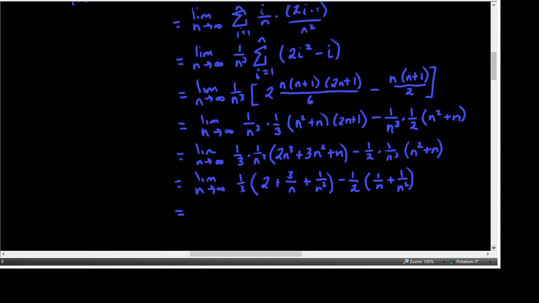So we're ready to do the limits. The limit of the constant 1/3 is 1/3, times the limit of the constant 2, which is itself, 2. The constant's limit is itself. The limit of any constant over a power of n as n goes to infinity becomes 0. So that's 0 minus 1/2 times 0 plus 0. And this ends up being 2/3.